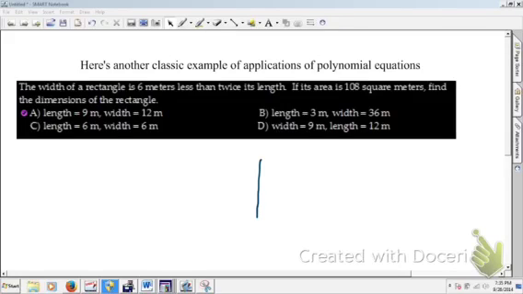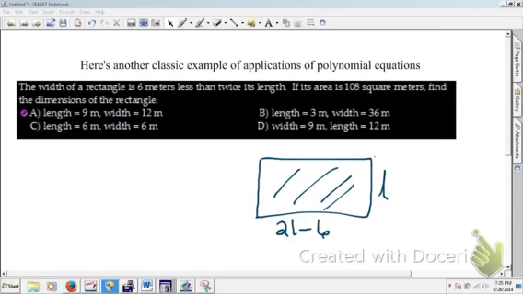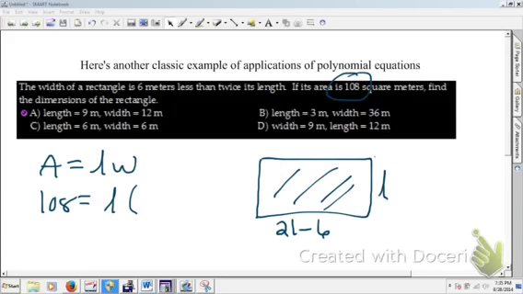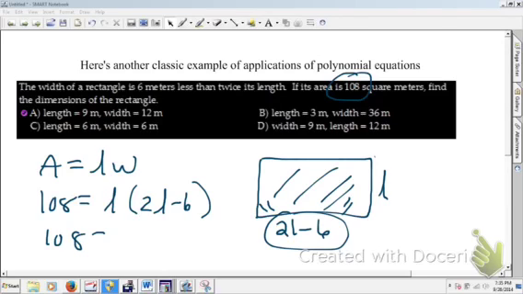So let me say that again. We had designated this as 6 meters less than twice the length, and we had designated from here to here as the length, and we knew the area. I'm just rehashing because my computer was acting up. We knew the area equaled length times width. We also knew the area is 108, so 108 equaled length times the expression for the width, 2L minus 6. So we had 108 equals, distribute that, 2L squared minus 6L.